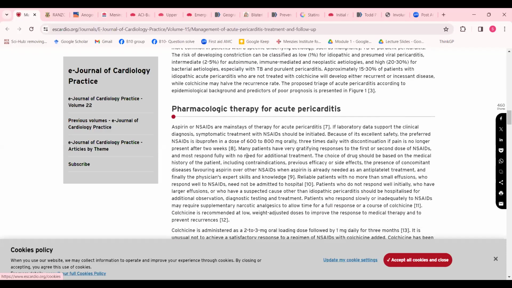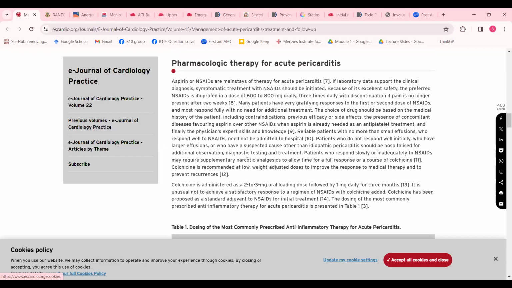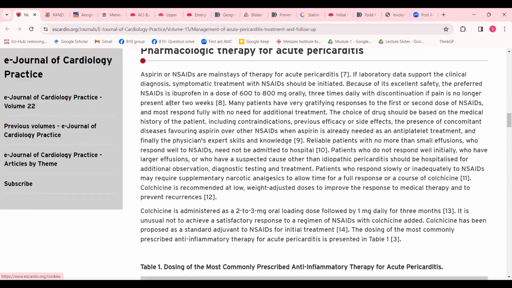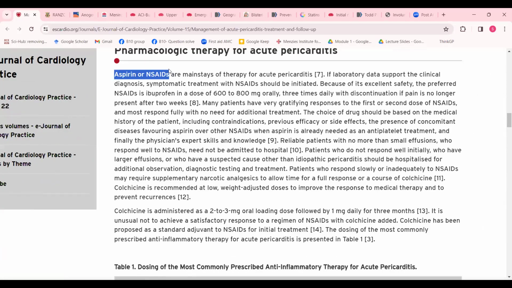Then coming on to the management. The cornerstone of management of pericarditis would be, let me zoom this for y'all, aspirin or NSAIDs. Those are the cornerstone of management for pericarditis. You can read around the doses and everything later. Just remember it's aspirin or NSAIDs, and we give gastroprotection along with these, and these are usually given for a period of about 2 weeks.